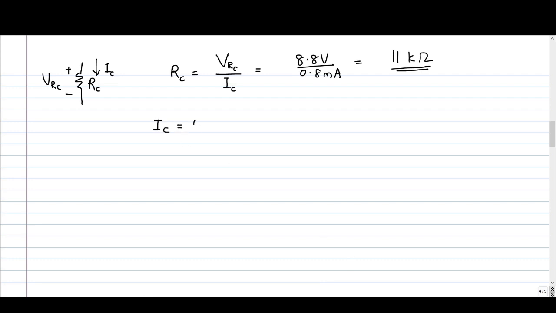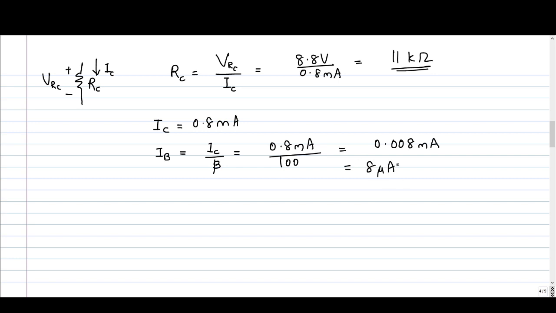Since IC is 0.8 milliampere, we can calculate IB. IB is IC by beta. So IC is 0.8 milliampere, and in the question beta value is given. So beta is 100. So you will get the value of IB as 0.008 milliampere or 8 microampere. Okay, so now you can calculate IE. IE is IB plus IC. So IB is 0.008 milliampere plus IC is 0.8 milliampere. So you'll get 0.808 milliampere.